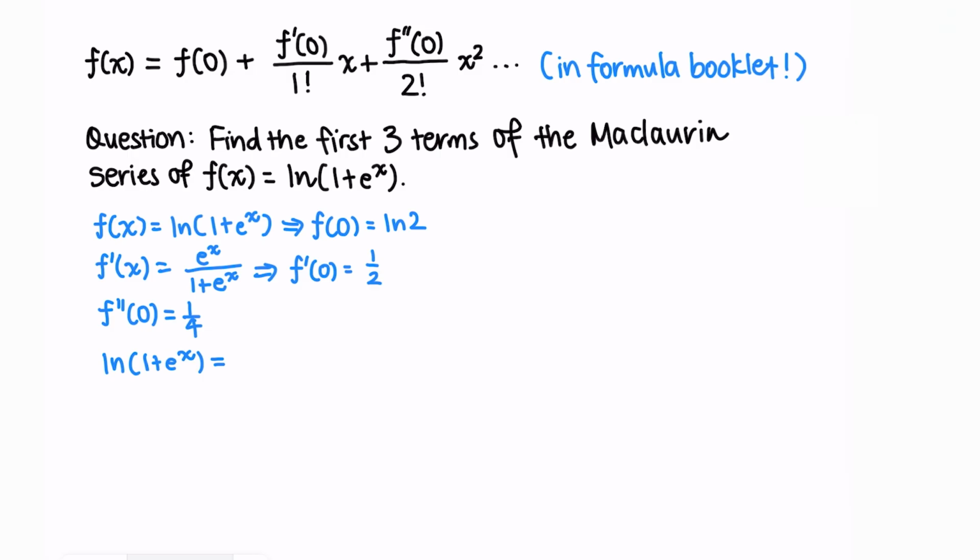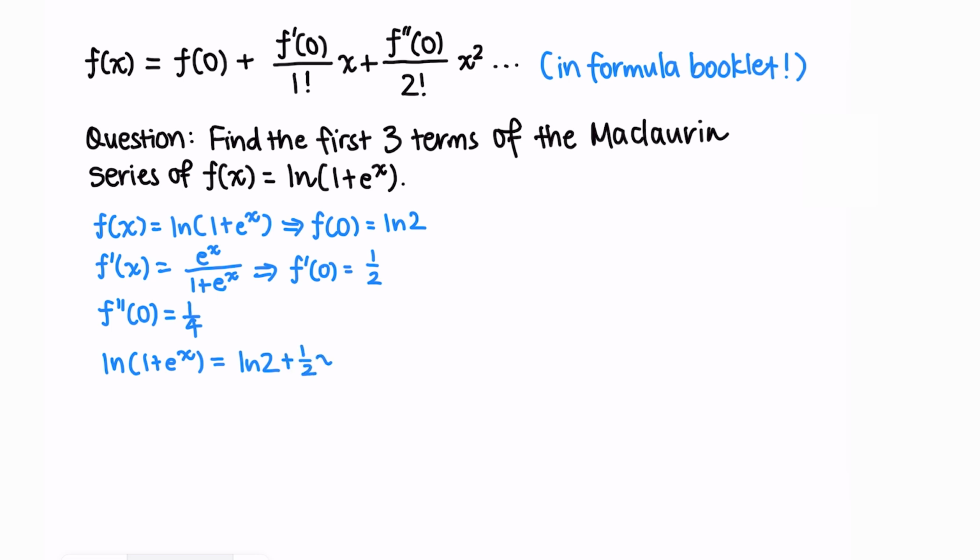So now that we have our values of f(0), f'(0), and f''(0), let's find the Maclaurin series. The first term is just f(0), which is ln 2. And then we're going to have f'(0) over 1 factorial times x. So this is just this over 1 times x.